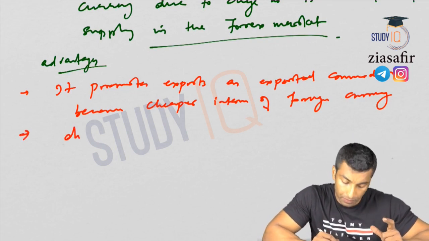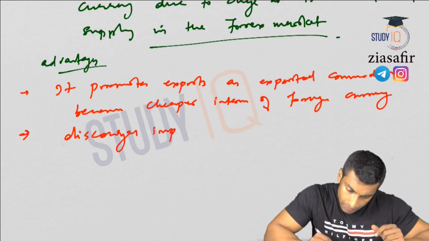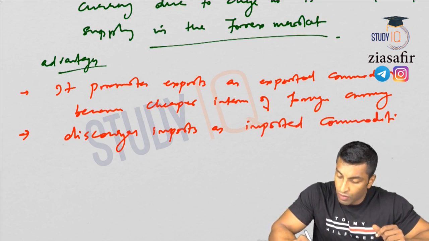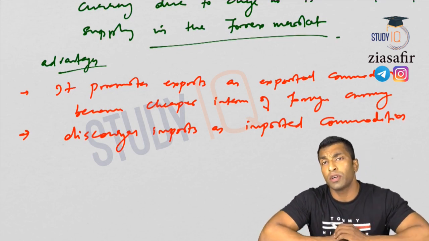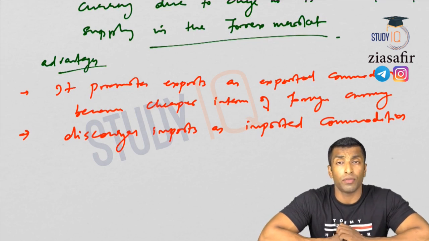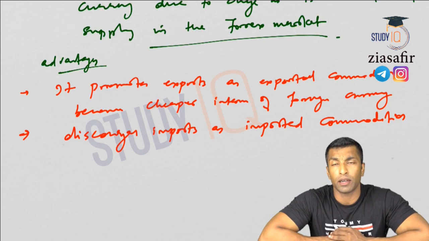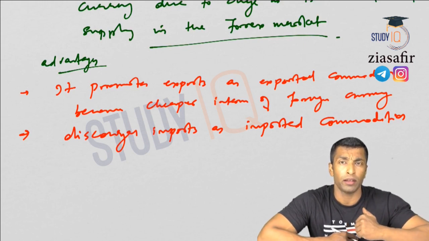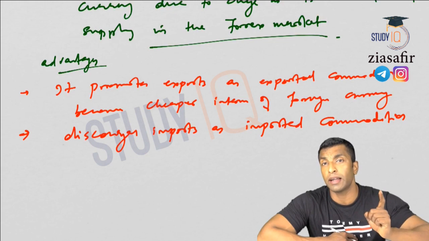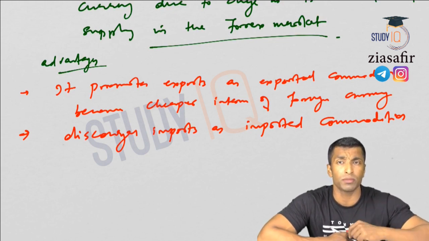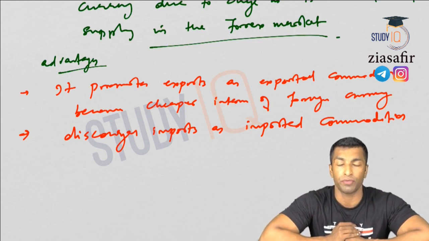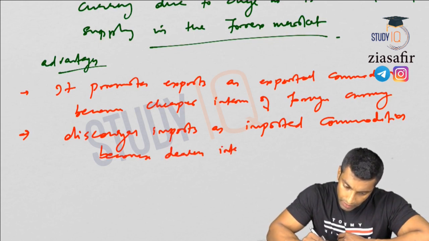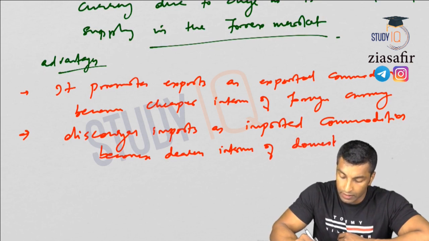Secondly, it discourages imports, as imported commodities will become dearer. Earlier you were paying $1, and for that you needed to spend 67 rupees to get a dollar. Now for paying that $1 you need to pay 68 rupees. So effectively for the same product you're importing, despite the fact that it costs $1, earlier in terms of Indian currency you needed to pay 67, now you need to pay 68, so it becomes dearer. So you may not import as often. Okay, so imported commodities become dearer in terms of domestic currency.